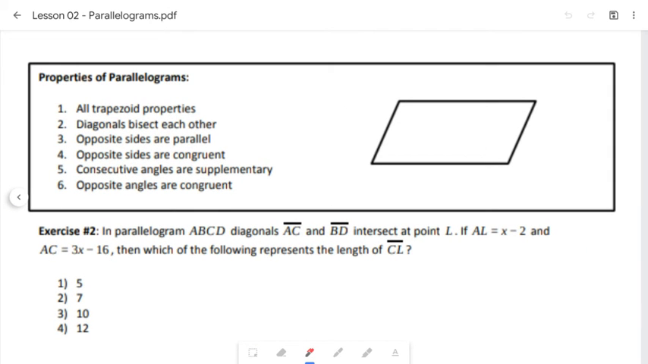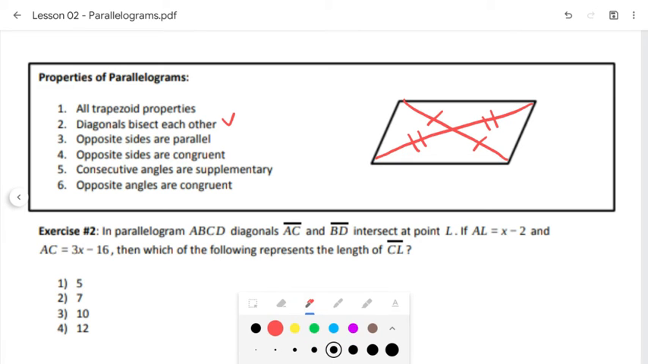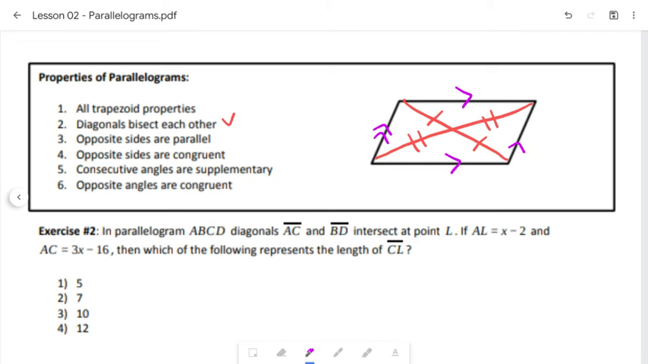So it has all the trapezoid properties. Really, the trapezoid property, if we recall, was only that they have one pair of parallel sides. So that's true, right? At least one pair of parallel sides. So we have the trapezoid properties. We just showed that the diagonals bisect each other. So that means these two pieces are congruent and these two pieces are congruent. The opposite sides are parallel. So remember, that's the arrows. We showed that with slope. We showed that opposite sides were congruent as well. We showed that with the distance formula.